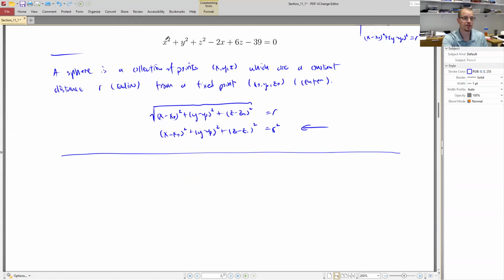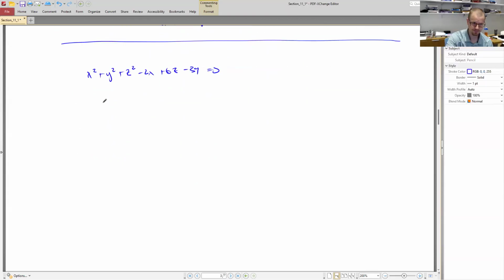All right, if we wanted to do that, we're going to have to notice that we need to complete the square on our variables, right? We have an x squared, we have a minus 2x, we have y squared, no other y's, z squared, and a 6z. So we want to recognize that we need to bring these terms back together and factor them appropriately. That is, complete the square to have this form of x minus x naught squared. So I'm going to take my equation, x squared plus y squared plus z squared minus 2x plus 6z minus 39 is equal to 0. And I'm going to go ahead and start manipulating that equation.